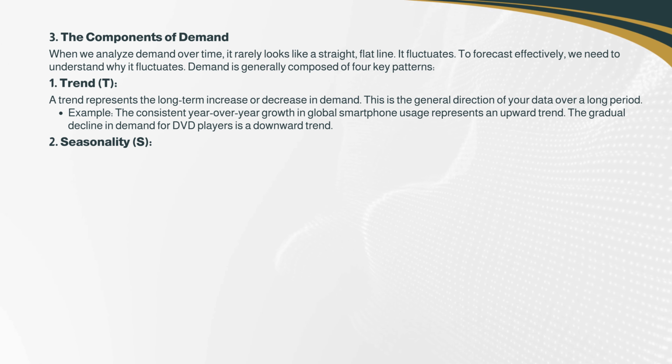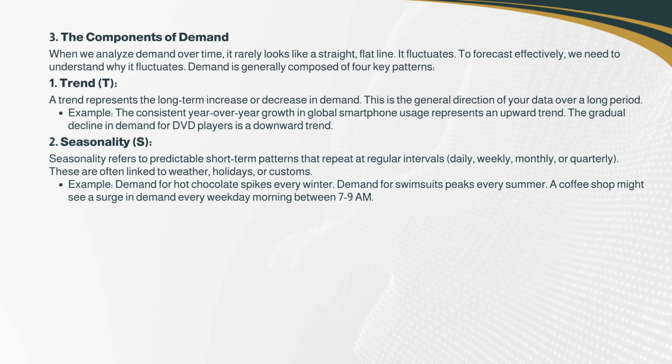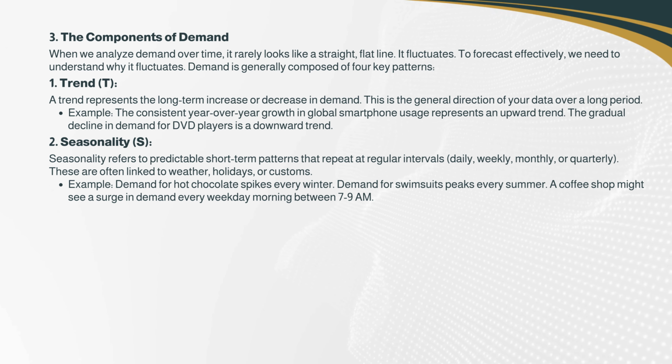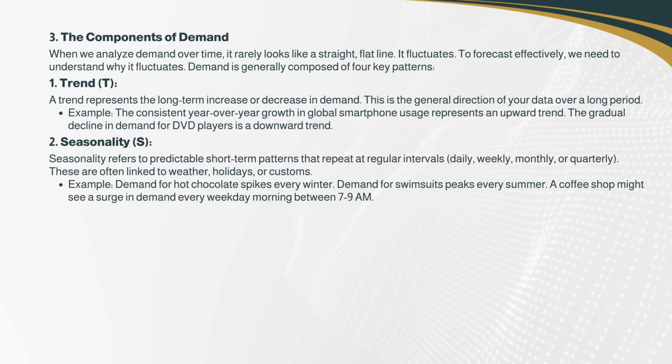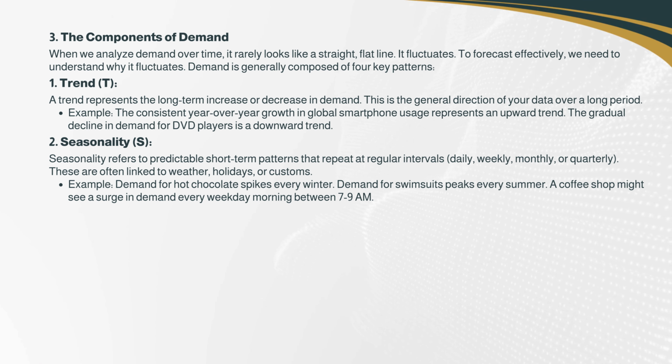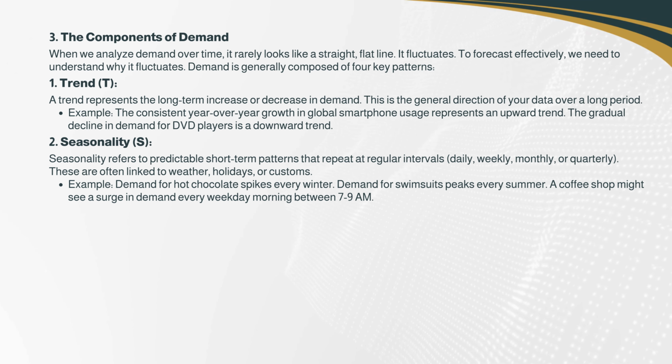2. Seasonality, S. Seasonality refers to predictable short-term patterns that repeat at regular intervals: daily, weekly, monthly, or quarterly. These are often linked to weather, holidays, or customs. Example: demand for hot chocolate spikes every winter. Demand for swimsuits peaks every summer. A coffee shop might see a surge in demand every weekday morning between 7 to 9 a.m.